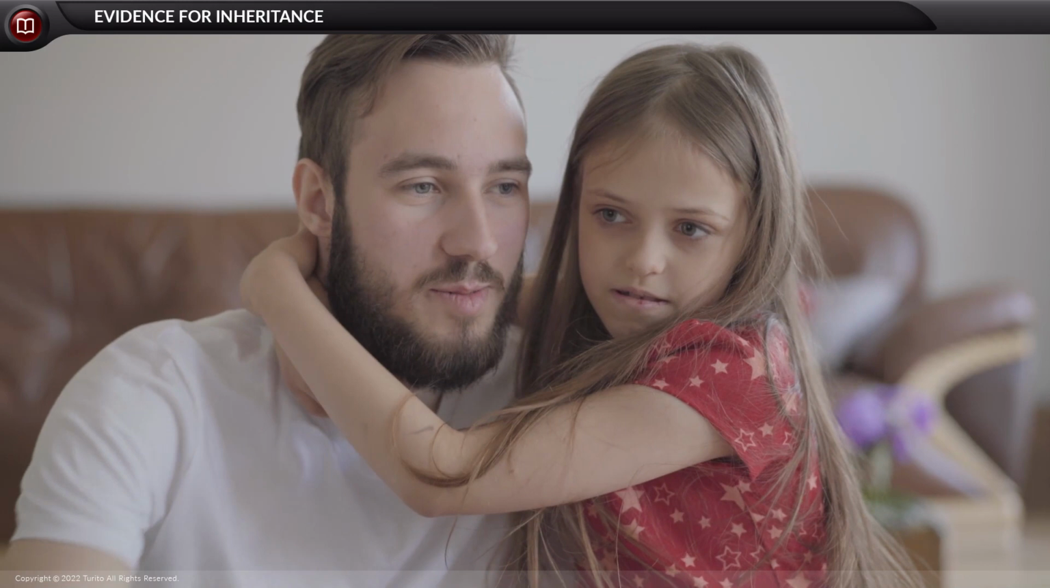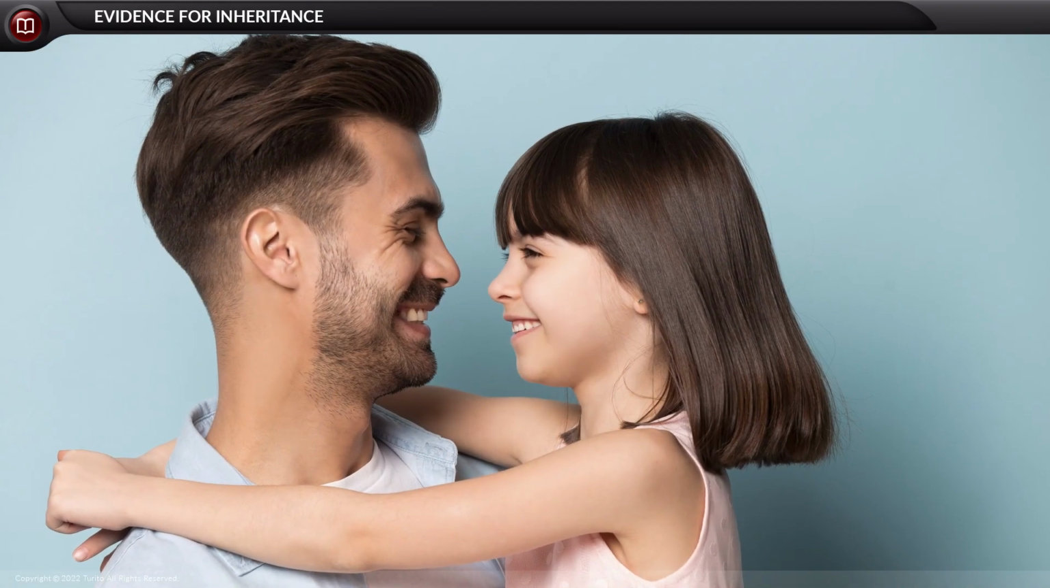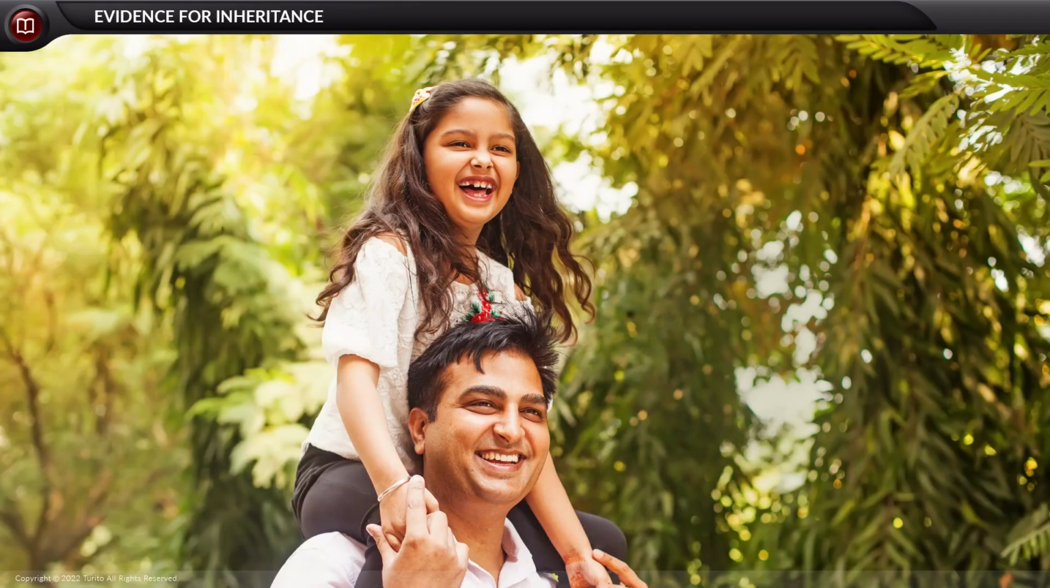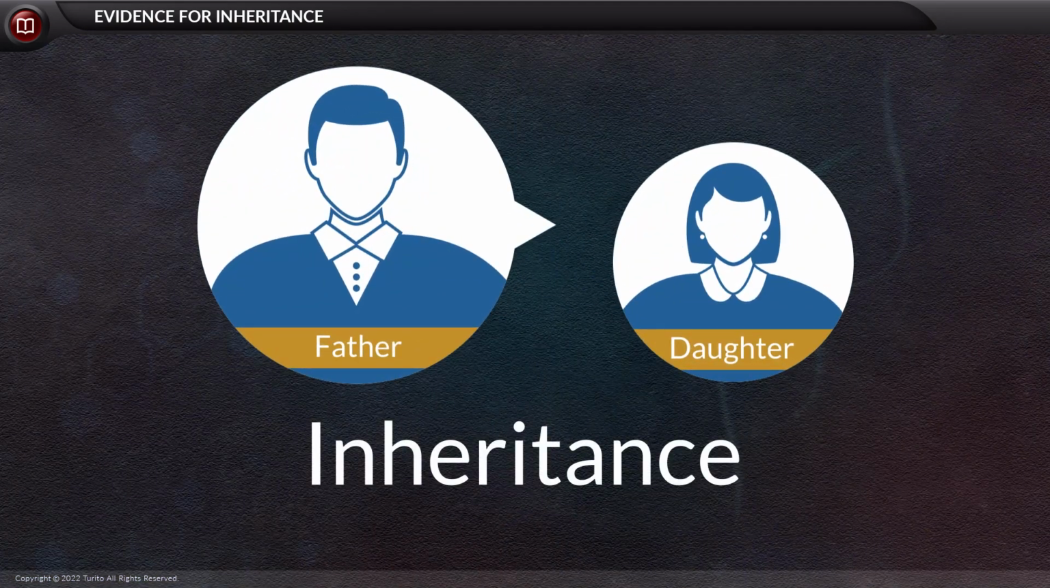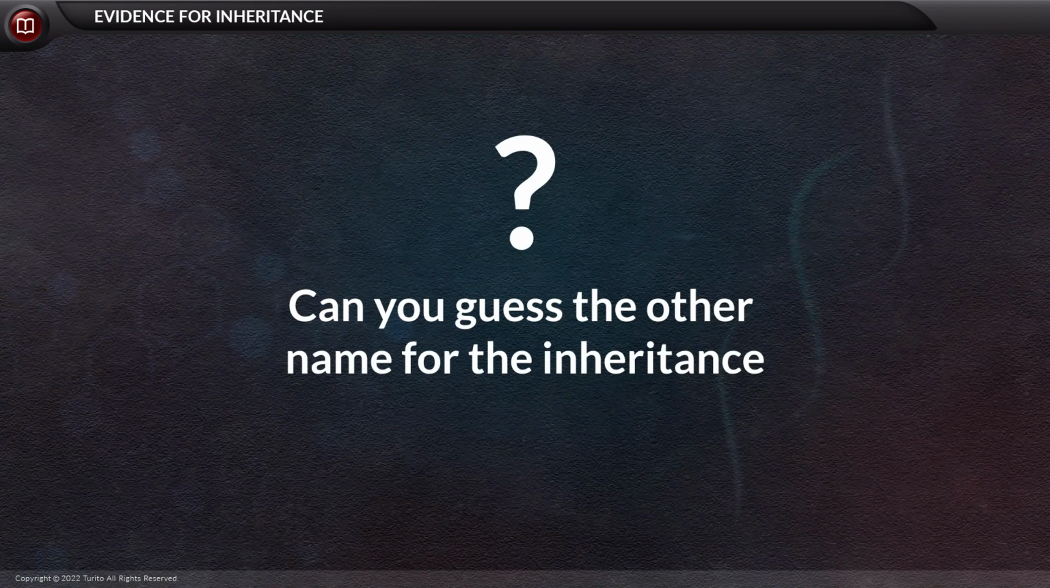Have you ever come across people saying that you resemble more like your father? People usually say, you have a sharp nose like him, or you have big eyes like your father. No wonder, this is all due to inheritance. So, inheritance is about the transfer of parental characteristics to the offspring. From the definition, can you guess the other name for the inheritance? The other name for inheritance is heredity.